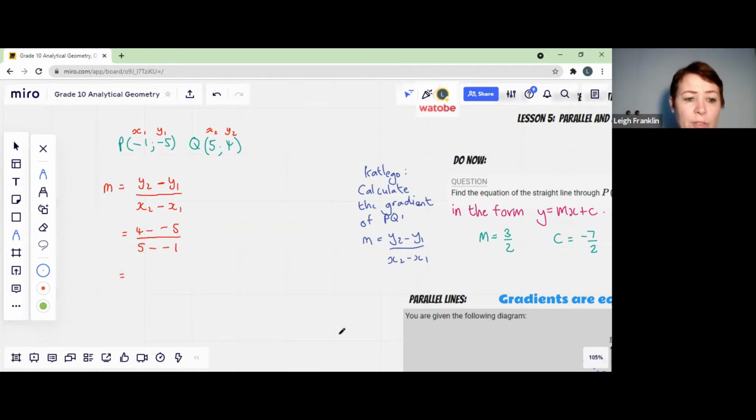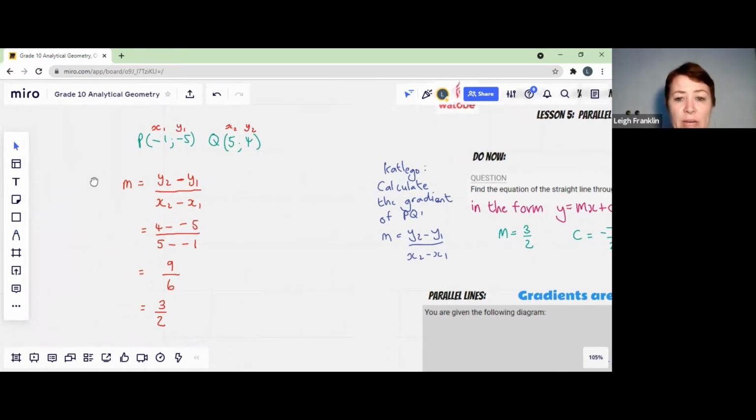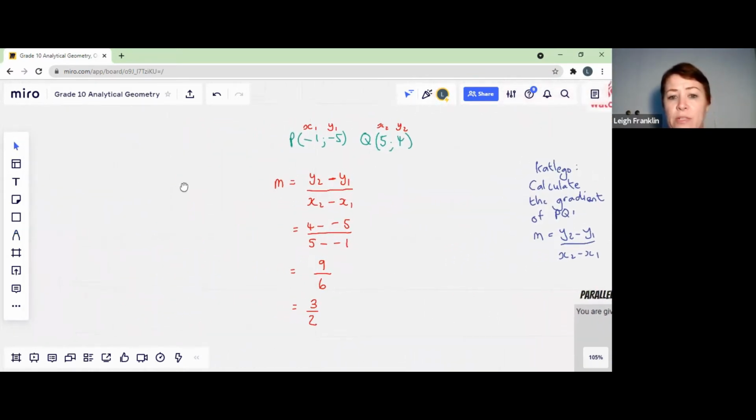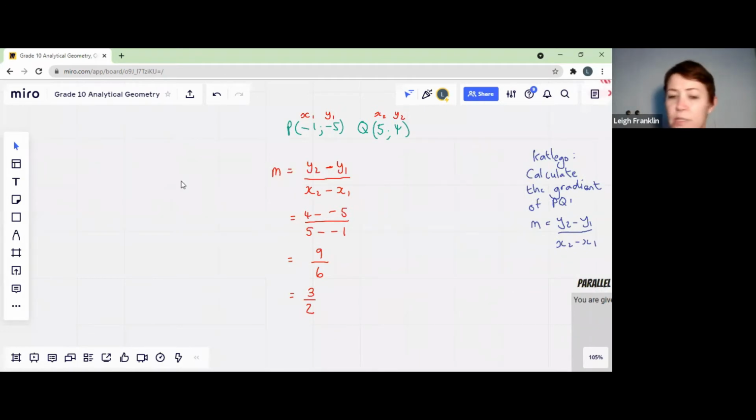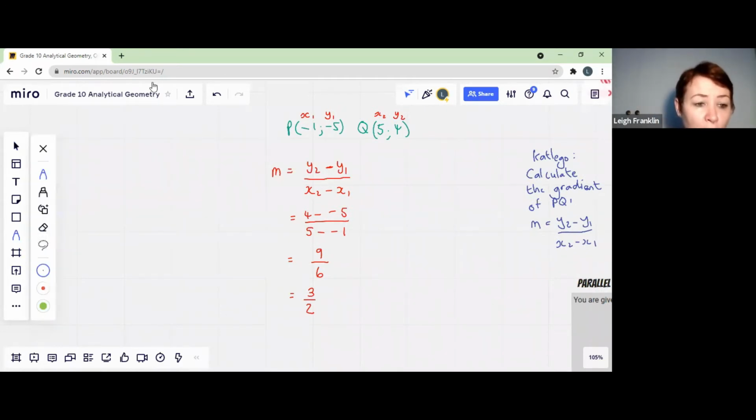All right, and now I can use my calculator. 4 minus negative 5 is going to be 4 plus 5, which leaves me with 9. 5 plus 1 is going to leave me with 6. Both of those numbers are in the 3 times table. And if you did this on your calculator it would go straight away to finding out the answer is 3/2. Okay, so everybody should have been able to do that. All right, at the very, very least, you should have been able to work out the gradient from a pair of coordinates. Okay, then this is the hard part.